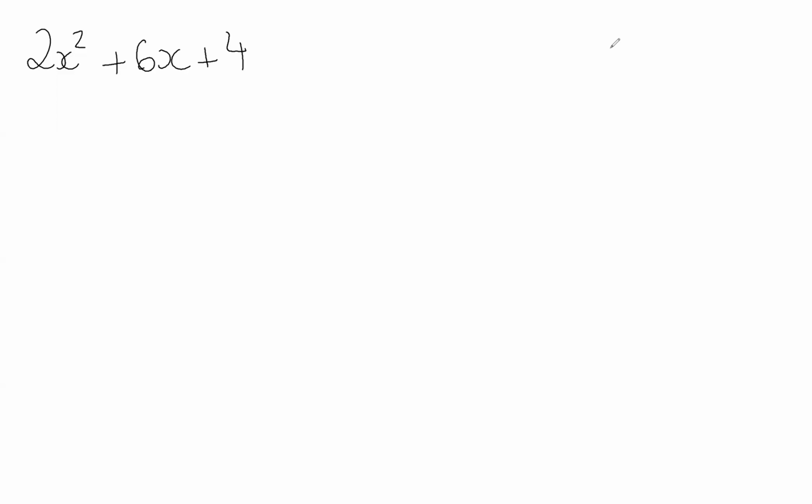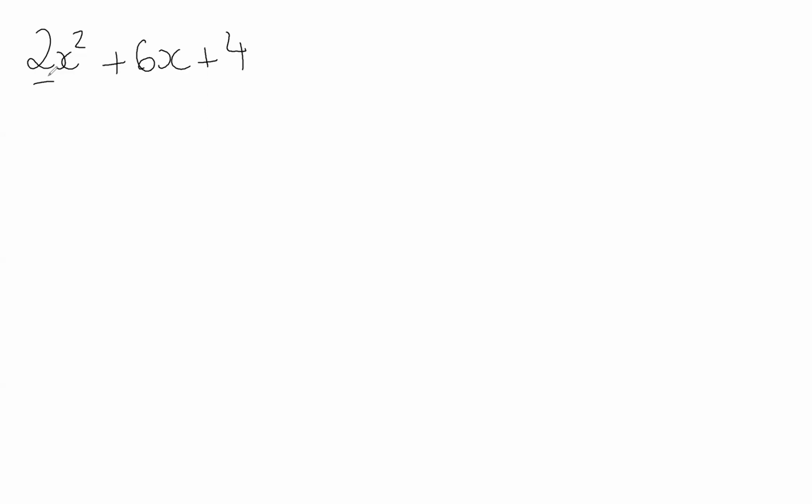So in this video, we're going to look at factorising harder quadratics. So this is when the coefficient in front of the x squared is bigger than 1. So in this case, we have 2x squared plus 6x plus 4. So our a value is 2, our b value is 6, and our c value is 4.